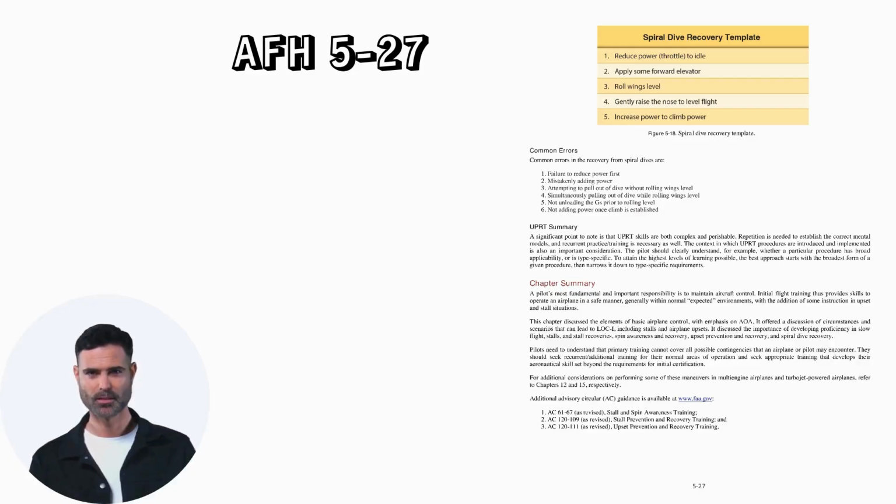Common errors. Common errors in the recovery from spiral dives are: 1. Failure to reduce power first. 2. Mistakenly adding power. 3. Attempting to pull out of dive without rolling wings level. 4. Simultaneously pulling out of dive while rolling wings level. 5. Not unloading the Gs prior to rolling level. 6. Not adding power once climb is established.